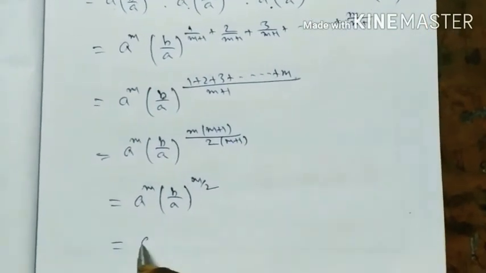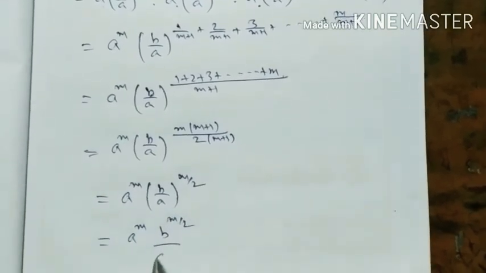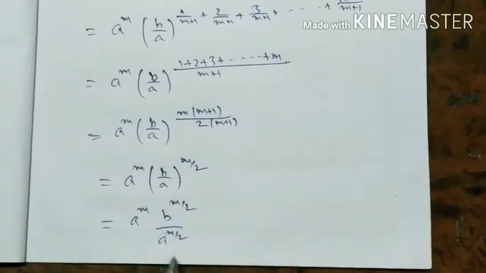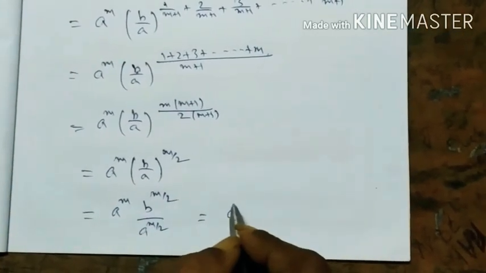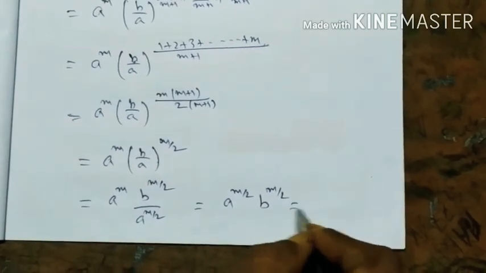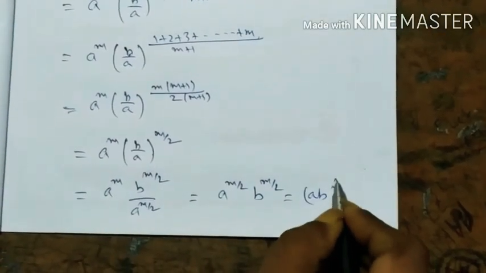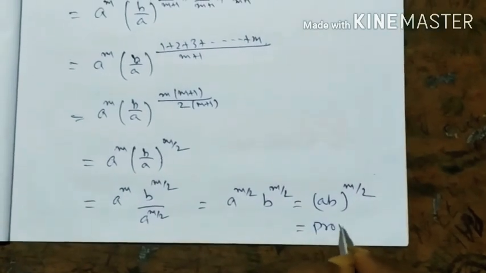So this is a to the power of m, b to the power of m by 2, a to the power of m by 2. According to the indices rule, it will be a to the power of m minus m by 2, which is m by 2, b to the power of m by 2, and this will be ab to the whole power m by 2. This is proved. I have proved here.